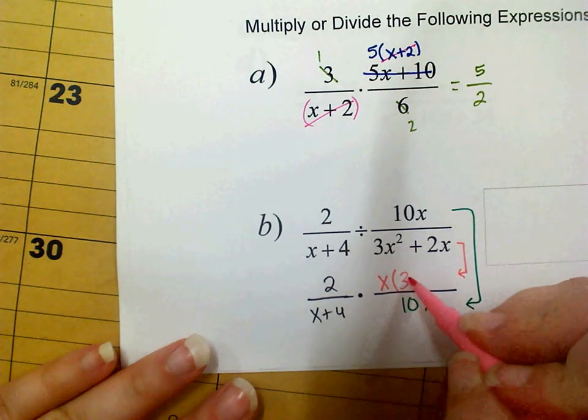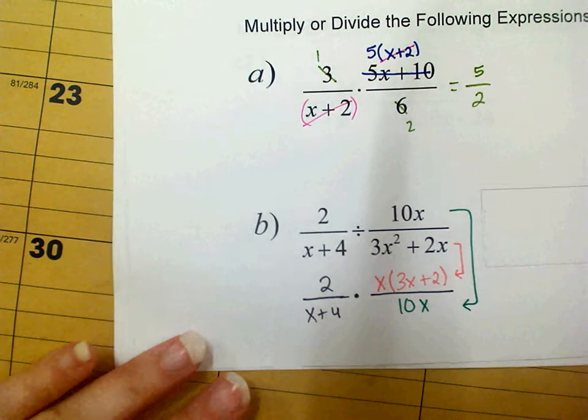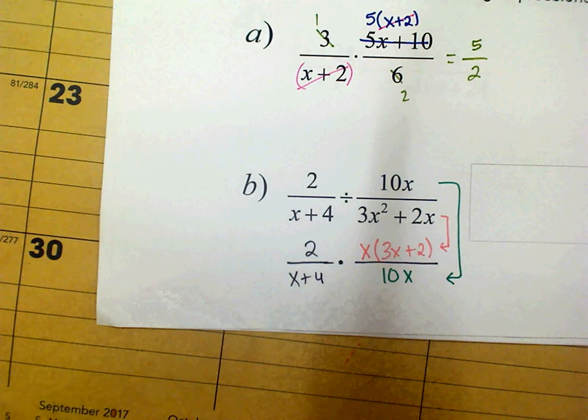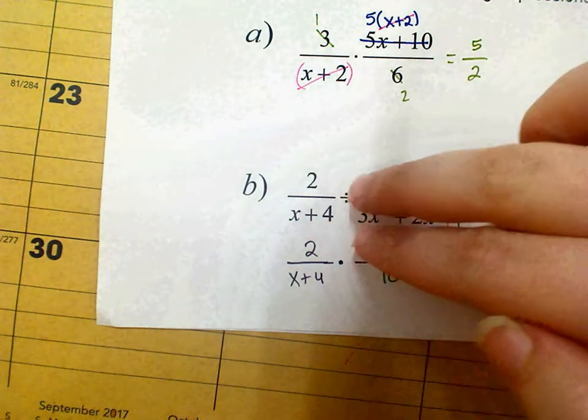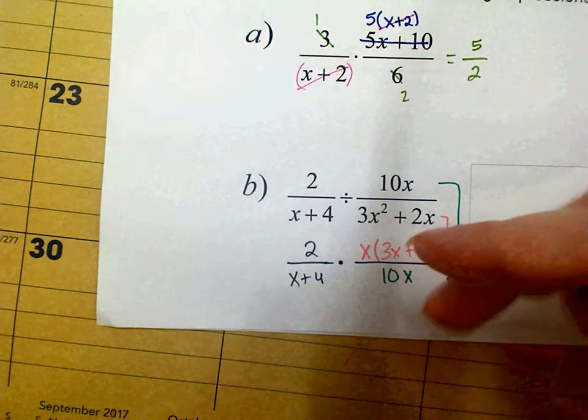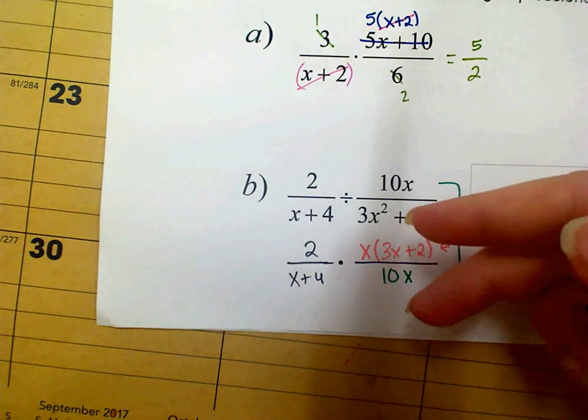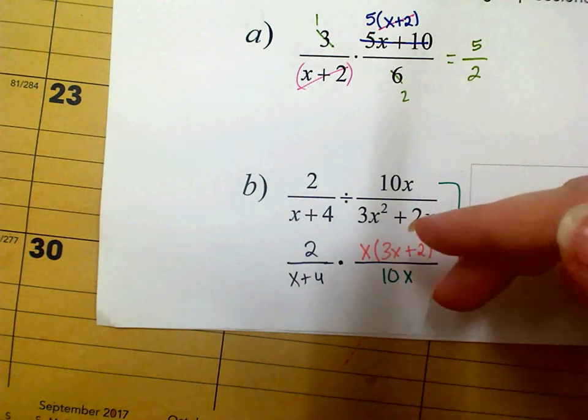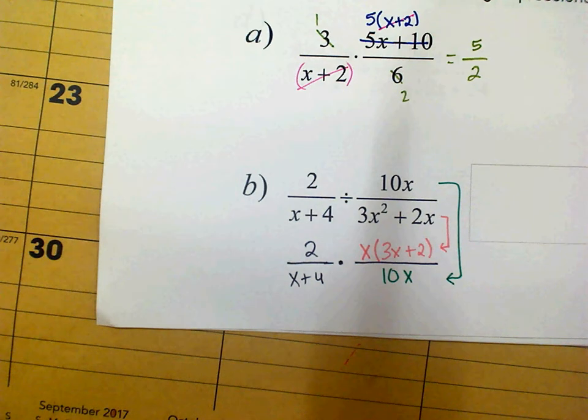3x plus 2. So like I said, any fraction divided by another fraction is the same thing as saying that first fraction times the reciprocal of the second fraction, okay? So all I did was flip it. Okay, and I went ahead and factored because I know I'm going to need to simplify.